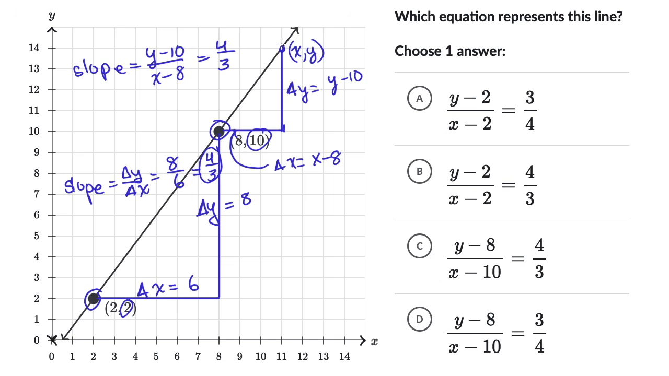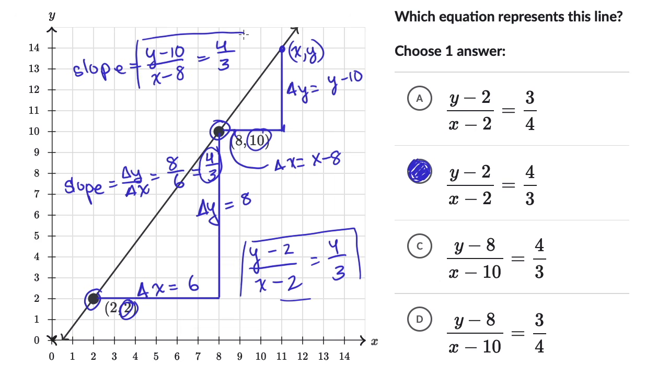So let's say we wanted to calculate the slope between x comma y and 2 comma 2. Well, then our change in y is going to be y minus this 2, and our change in x is going to be x minus this 2. And that also has to be equal to 4/3. Well, luckily, we do see that choice over here. So for the sake of solving this problem, we know it is going to be B. But I want you to feel good that this is actually the same equation as what I wrote over here. I'll do that algebraically in a second.